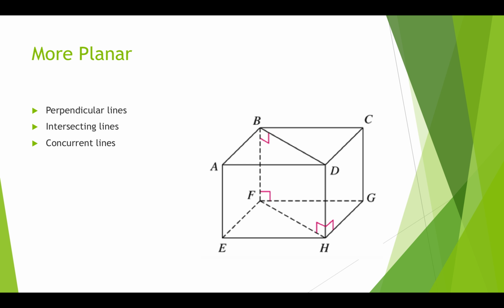Concurrent lines are 3 lines that meet at a point. So you have to have more than those 2, a special meeting. So we've got AB, BD, and BC are concurrent lines, 3 lines meeting at the same point.